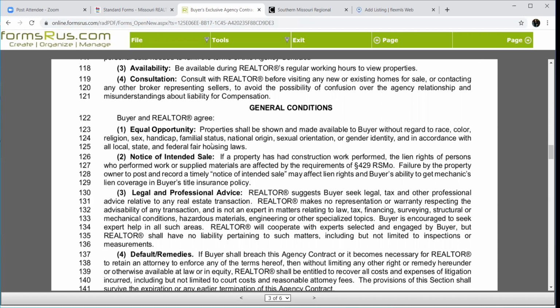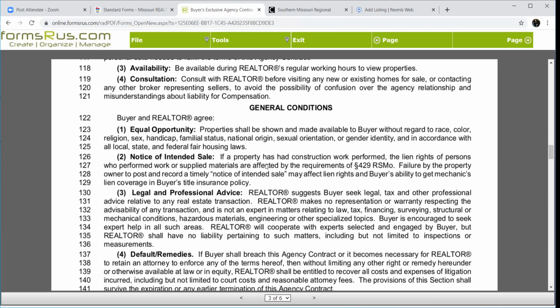General conditions, equal opportunity. I'm going to show you every property that comes up. If you choose not to go see a property because of one of these protected classes, then you can go find somebody else to represent you. I cannot do that legally, and truthfully, nobody else can, and you really shouldn't be doing that either, because you can get a lawsuit against you. So we're going to look at all the properties.